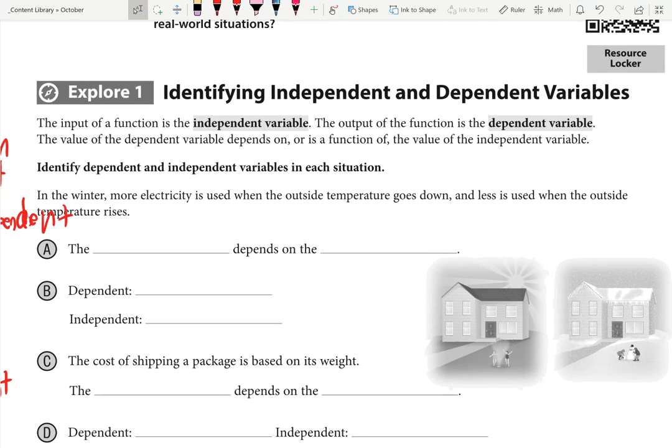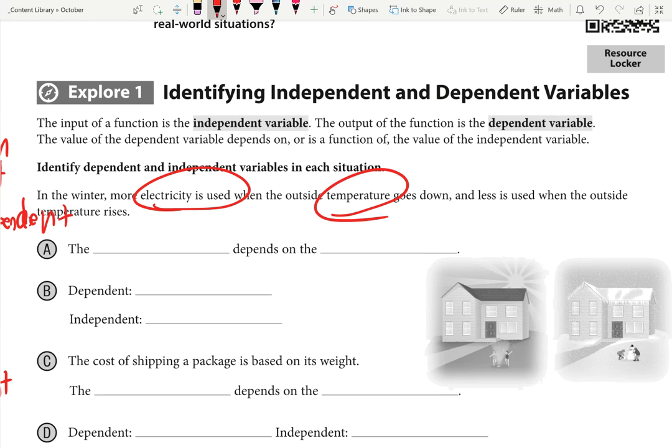In the winter, more electricity is used when the outside temperature goes down and less is used when the outside temperature rises. So to determine which variable is independent, which one's dependent, we have to figure out which one affects the other, or which one is dependent upon the other. So the independent variable will affect the dependent variable. Therefore, the dependent variable depends on the independent variable. It depends upon something else occurring. So in this case, we have two things to consider: electricity used and temperature. So which one relies on the other?